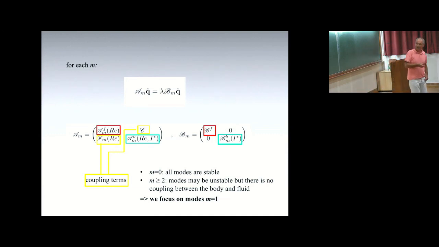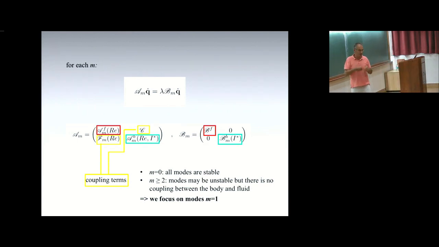Fortunately, there are many simplifications. For instance, it can be shown that the mode m equal to 0, which is the axisymmetric mode, is always stable in this problem, so we don't have to care about it. And you can also show that all modes with m equal or larger than 2 may be unstable, but they don't give rise to any change in the body motion, because the yellow terms turn out to be 0 for all these higher order modes.